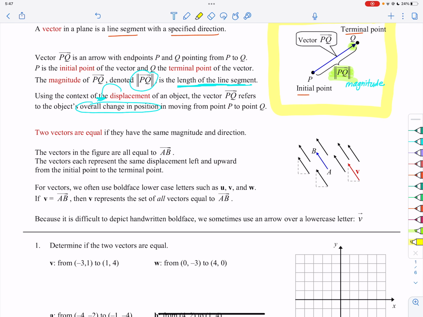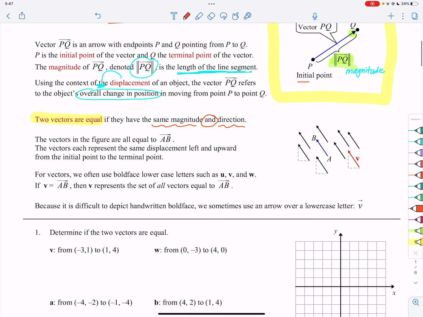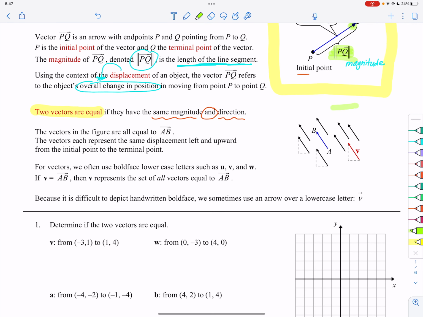Now, when would you have two vectors that are equal? Two vectors are equal when they have same magnitude and same direction. So look at all of these vectors here in this example. All of these vectors are equal. Why are they all equal? They're all equal because they have the same magnitude and the same direction.